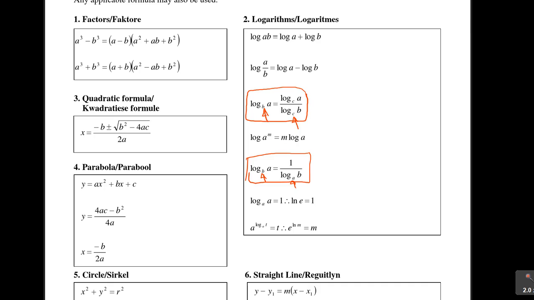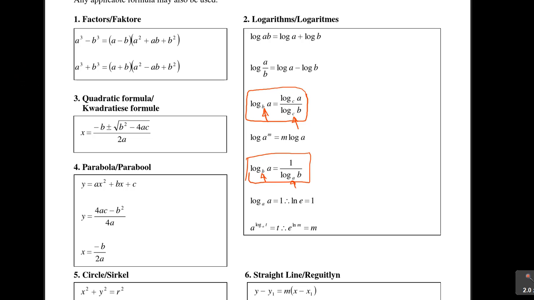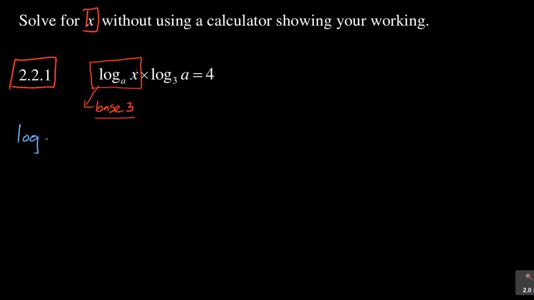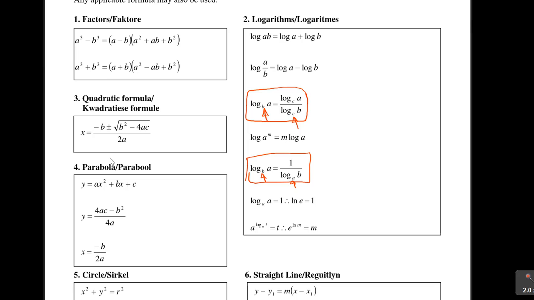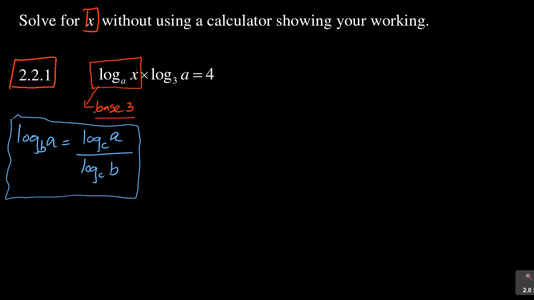If I can write it as it is, the formula says log base B of A is equal to log base C of A over log base C of B. Now look at this particular formula. I'm going to use it to change. Now let me change it.